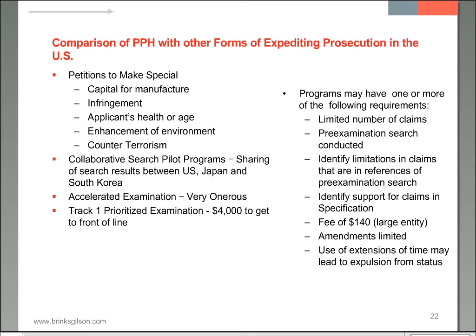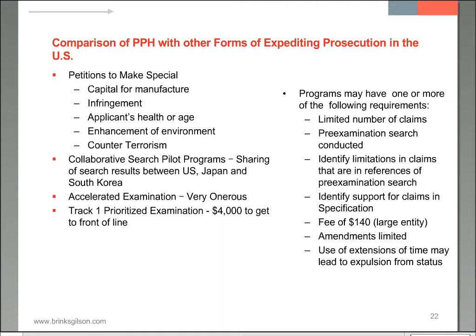Keep in mind that there are other ways to expedite prosecution in the U.S. For example, there are various types of petitions to make special that take into account special circumstances regarding the inventor's state of health, special circumstances regarding the invention, infringement, etc. There are limitations regarding such petitions. Another route is a collaborative search pilot program that involves the U.S., Japan, and South Korea, where there is a sharing of search results.